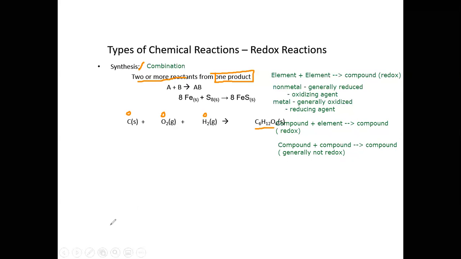Now, we look at the next example. We have calcium plus oxygen gives us calcium oxide. Again, we have elements. If it goes into a compound, it becomes a non-zero number, so it's redox. And here we have a metal and a non-metal. So the metal is going to be oxidized. The non-metal is going to be reduced. So calcium is the reducing agent. Oxygen is the oxidizing agent.